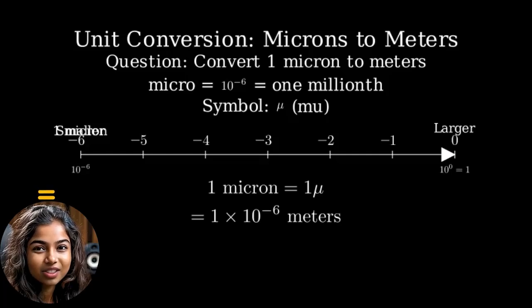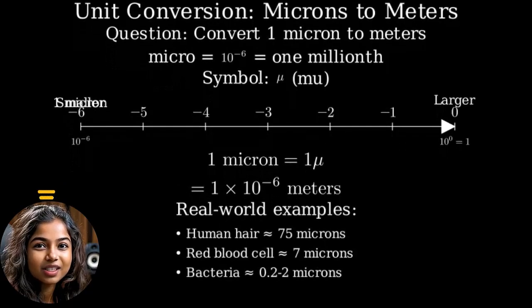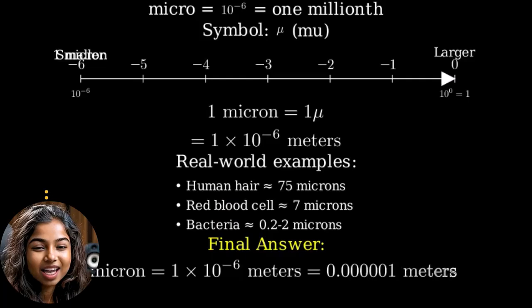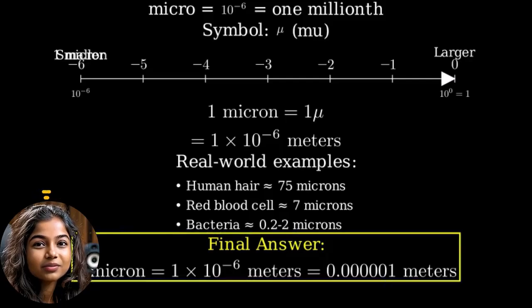To put this in perspective, let's look at some real-world examples of things measured in microns. A human hair is about 75 microns in diameter. A red blood cell is about 7 microns in diameter, and bacteria can range from 0.2 to 2 microns in size. So, to summarize, 1 micron is equal to 1 times 10 to the -6 meters, or 0.000001 meters. This is an extremely small measurement, commonly used in microscopic measurements and precision engineering.